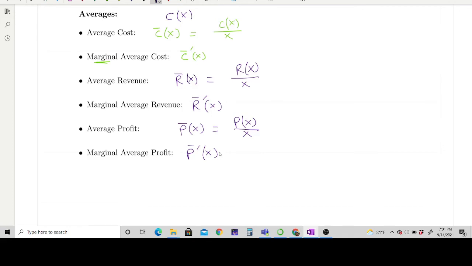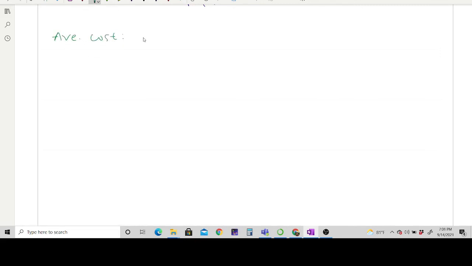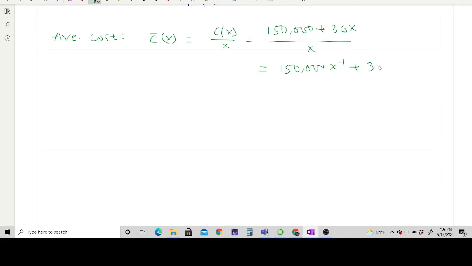Okay, now let's find the average cost of the previous problem. The average cost, denoted by C bar of x, equals C of x divided by x. We are given this cost function, 150,000 plus 30x, divided by the total number of items, x. If we simplify this, we get 150,000 x inverse plus 30x over x, which is 30.